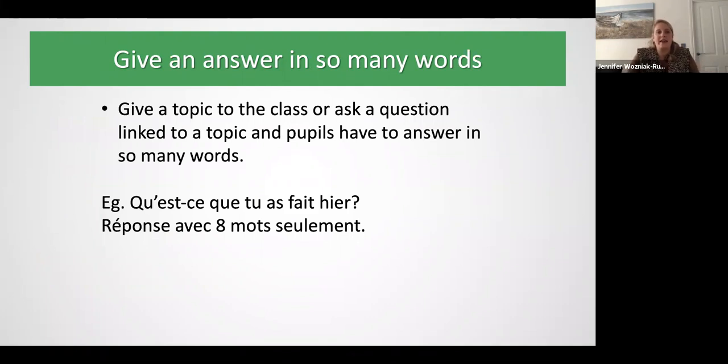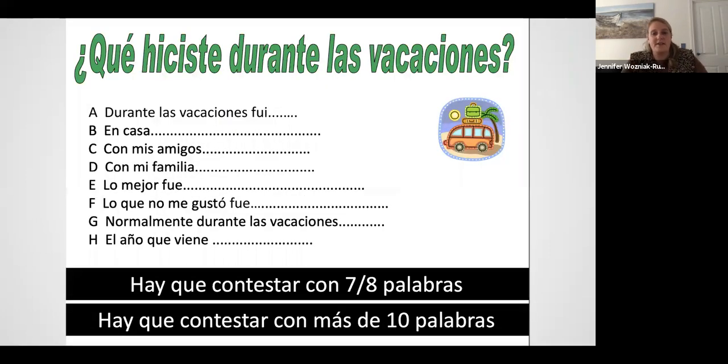So they can give an answer in so many words. You ask them a question, and they need to give you an answer using only 10 words or 8 words, or things like that. That's exactly the same activity, but obviously in Spanish.